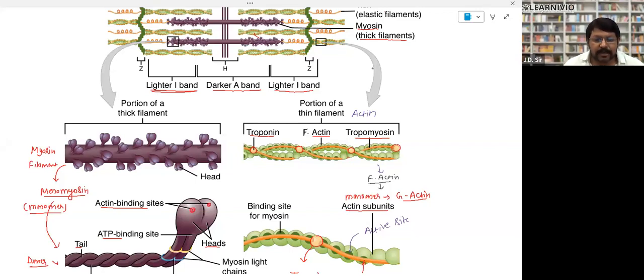You can see this F actin is filamentous. This green filament is called F actin. F stands for filament, so F actin means filamentous actin. This F actin is made up of globular structures, right? The single unit is called G actin. So there is a thread of G actin, where G actin means globular actin, and that thread is called F actin. Did you get this?